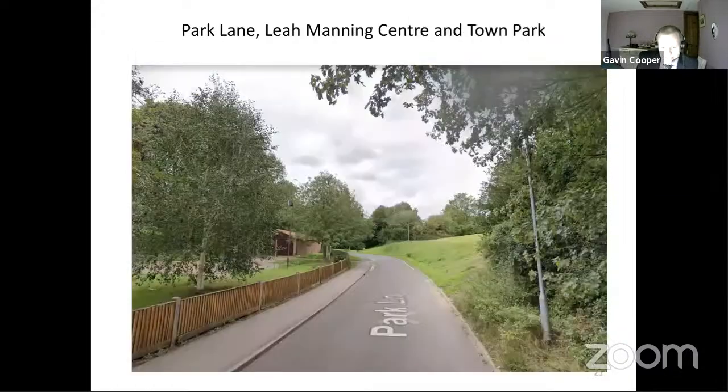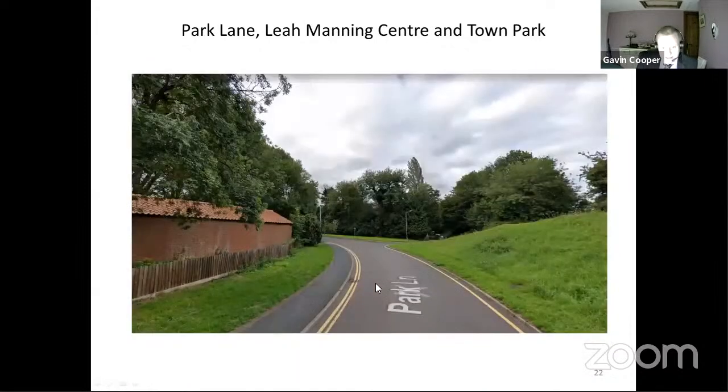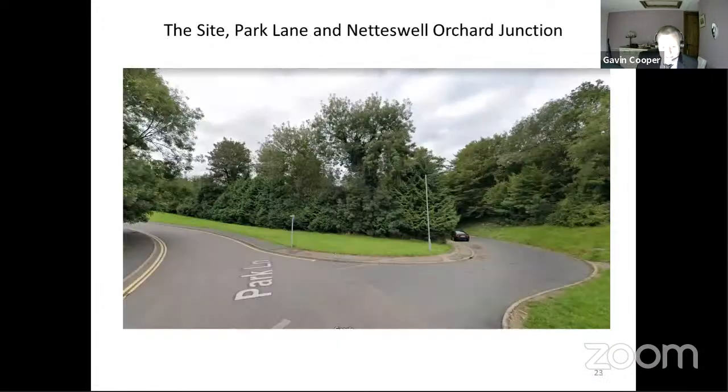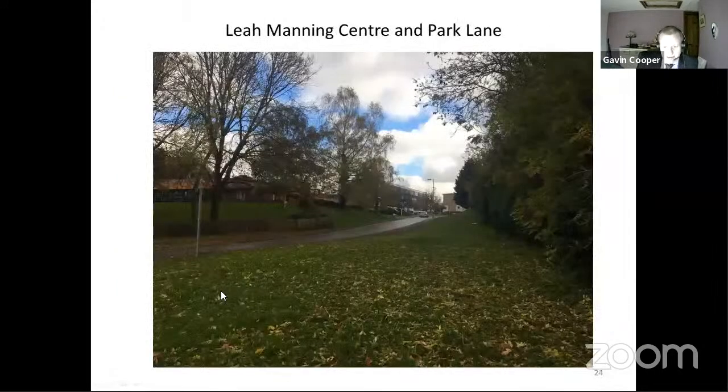And as we move further up, we get up to the junction where I showed you before was here. I was looking from this, we were looking across here. This is the Lee Manning Centre, which is a single-storey building. So it shows that junction in a bit more detail. And again, the site is essentially here in this location. This is Nesswell Orchard here. So you can see this change in levels.